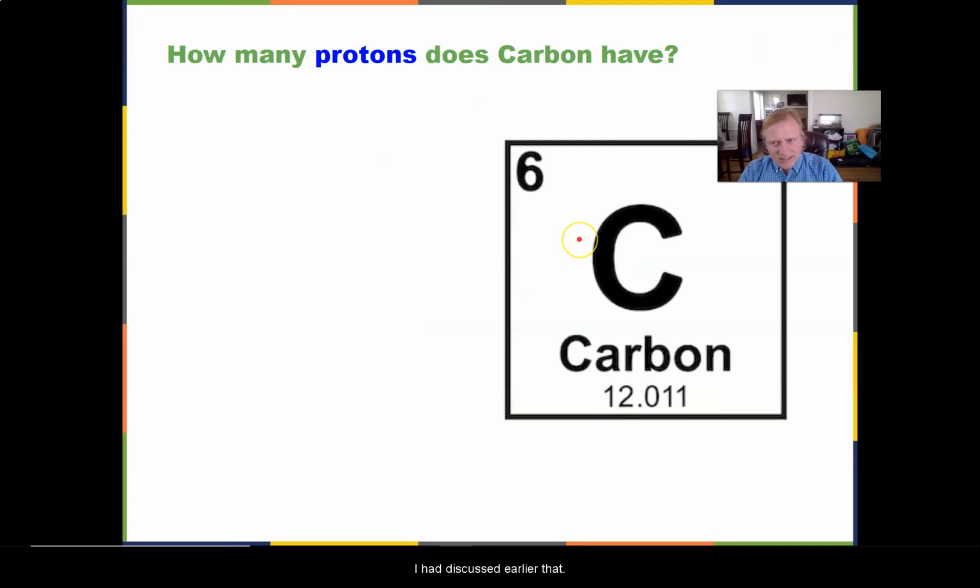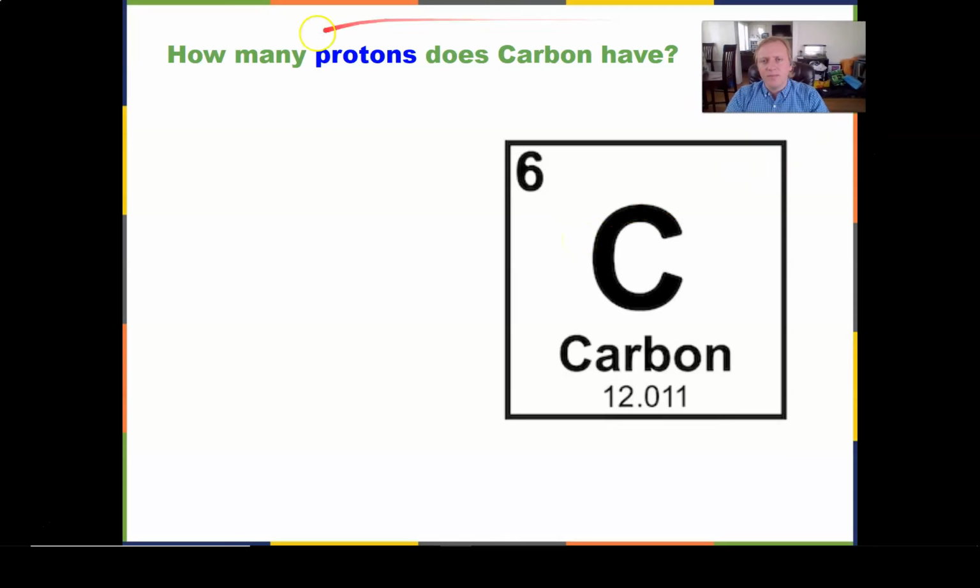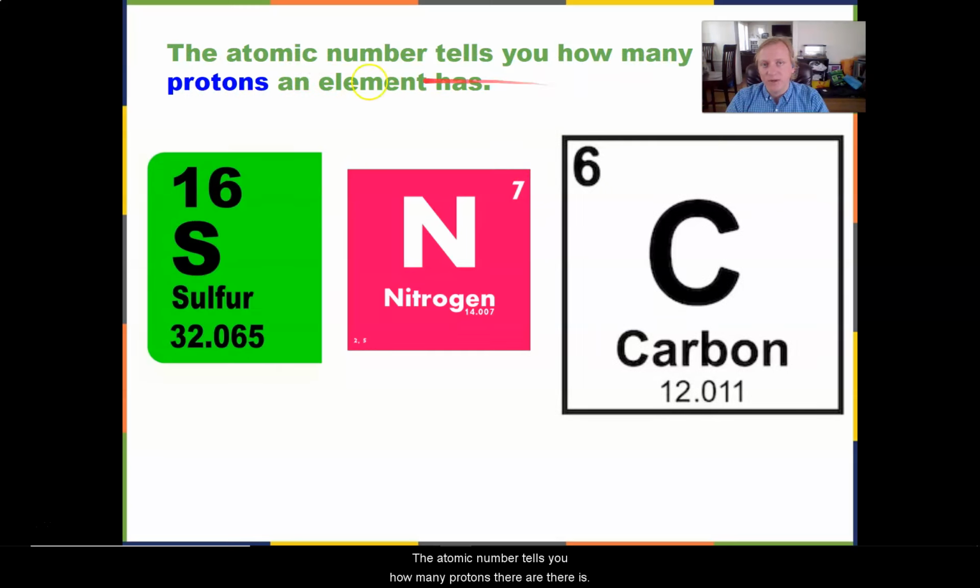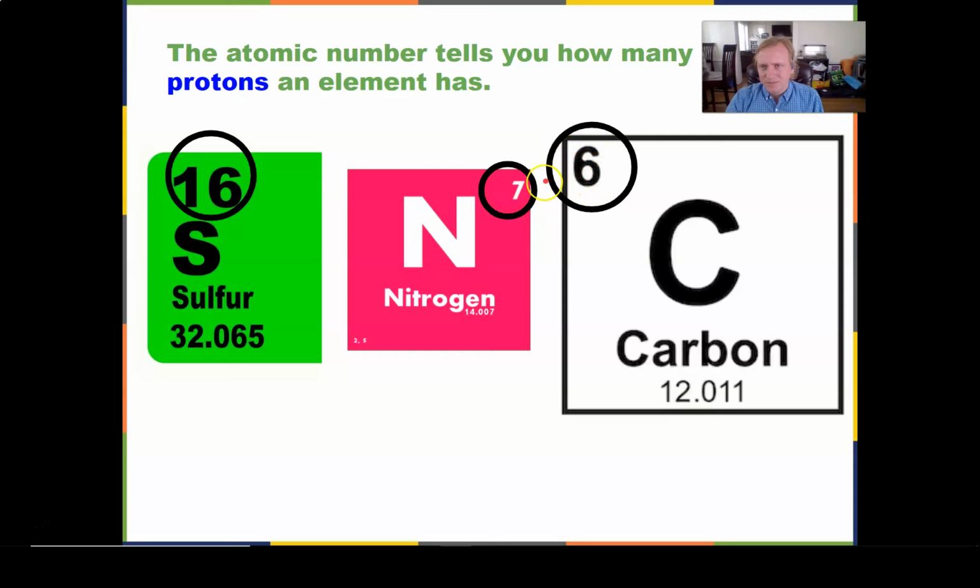So I had discussed earlier that the number of protons is meaningful. The number of protons actually determines what kind of element you are looking at. So here we have a carbon atom, and this number here tells you the number of protons that carbon has. It has 6. So the atomic number tells you how many protons there are in an atom. Some different periodic tables will put it in different places, so I want to show you a few different examples. Sulfur's atomic number is 16, nitrogen's atomic number is 7, carbon's atomic number is 6. I just kind of picked these examples at random. The atomic number is always going to tell you how many protons there are in an element.